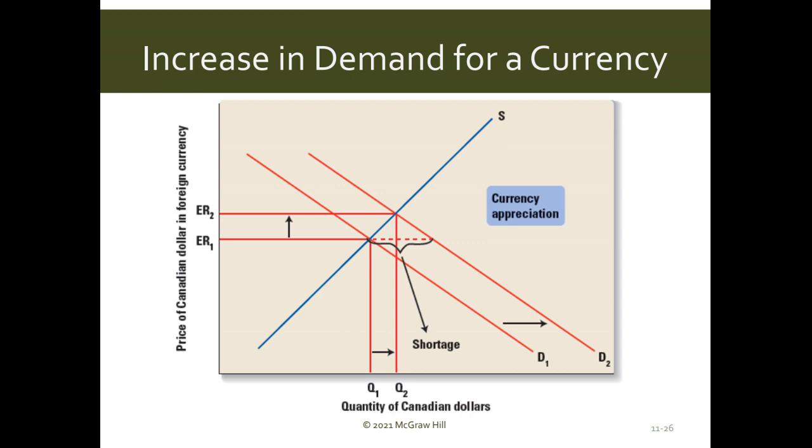So when Canada started exporting more, the demand for Canadian dollars, that is exports, will increase. So you can see the demand curve will shift to the right. If there's no government intervention, then the new equilibrium exchange rate will be here, which is higher than the previous one. It means that the Canadian dollar appreciates.